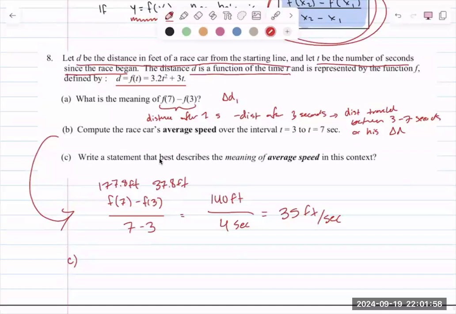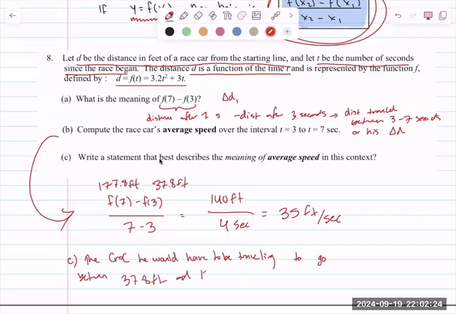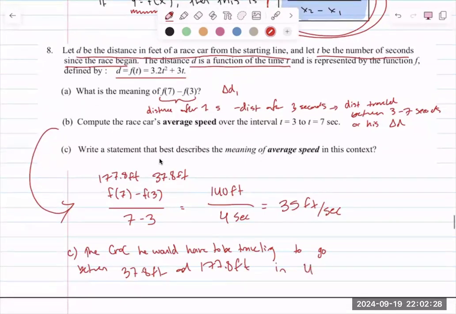The best meaning of average speed in this context is the constant rate of change he would have to be traveling. So the constant rate of change or the constant speed he would have to be traveling to go between 37.8 feet and 177.8 feet in 4 seconds.